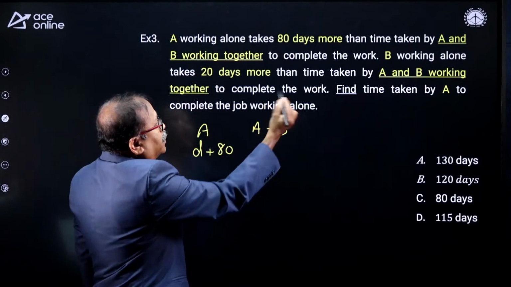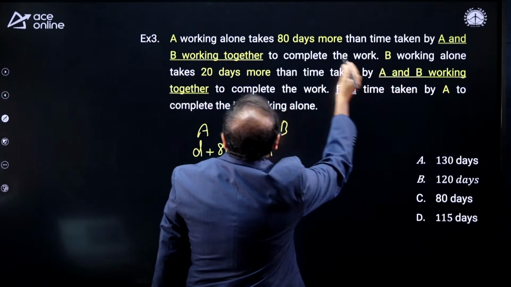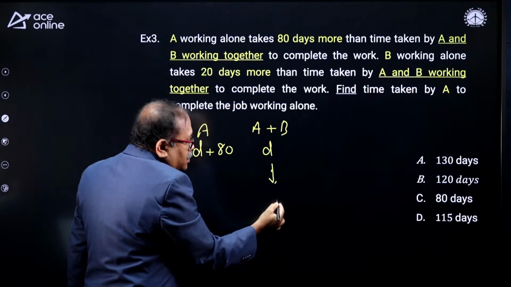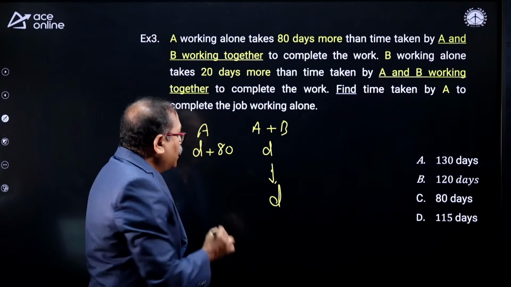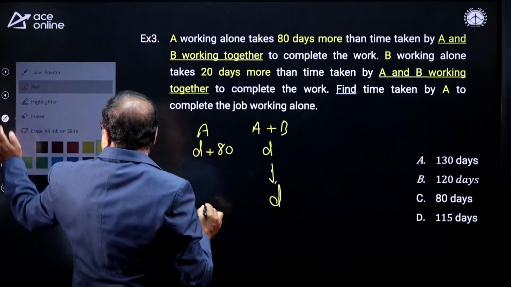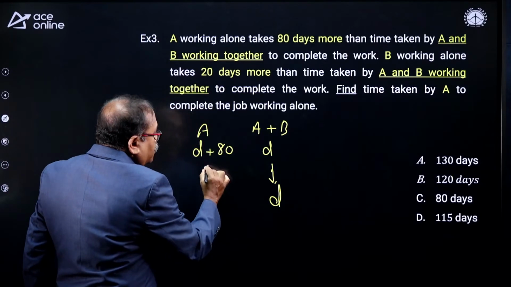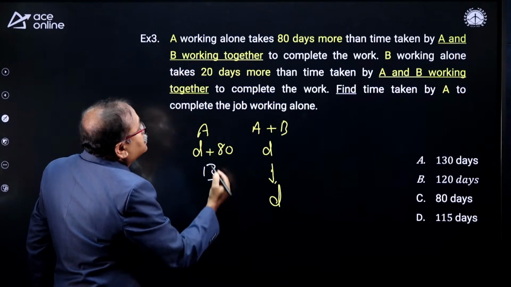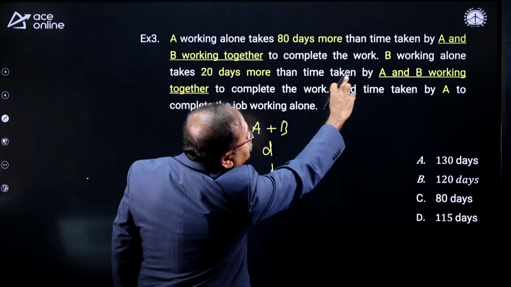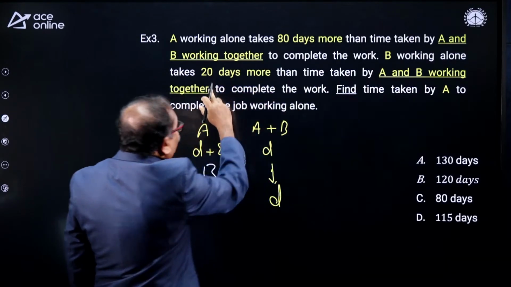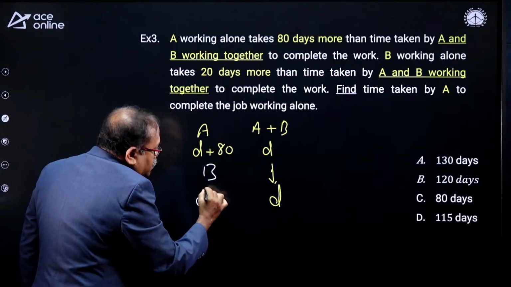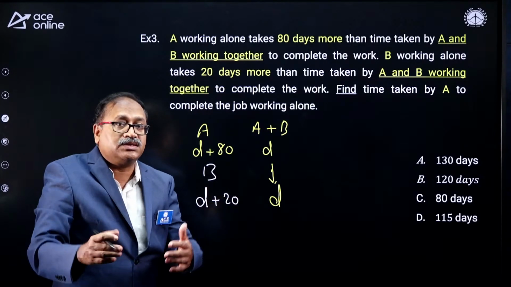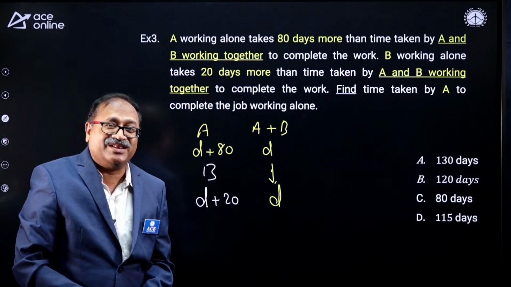What is said in the next sentence? That B takes 20 days more. That means if A and B together take D days, then B must be taking D plus 20 days. B alone takes 20 days more, so this is D plus 20. That's what the question said. That's not the solution here.